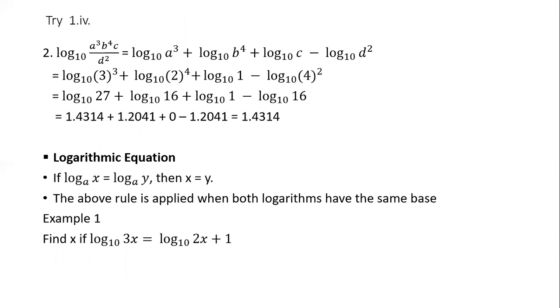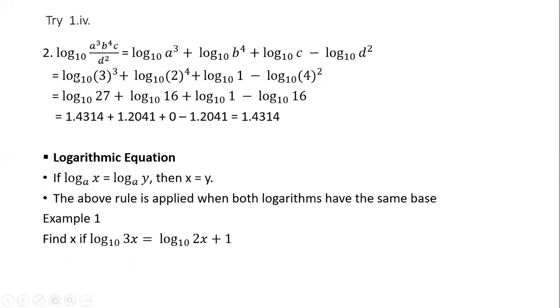Now let's move straight to example 2, where we have log base 10 of a cubed, b power 4, c, all over d squared. Then we can use the first and the second property, multiplication and then the quotient law, to expand this as log base 10 of a power 3 plus log base 10 of b power 4 plus log base 10 of c. Now d squared is divided, so minus log base 10 of d squared. So by applying that law, we can then apply the power law.